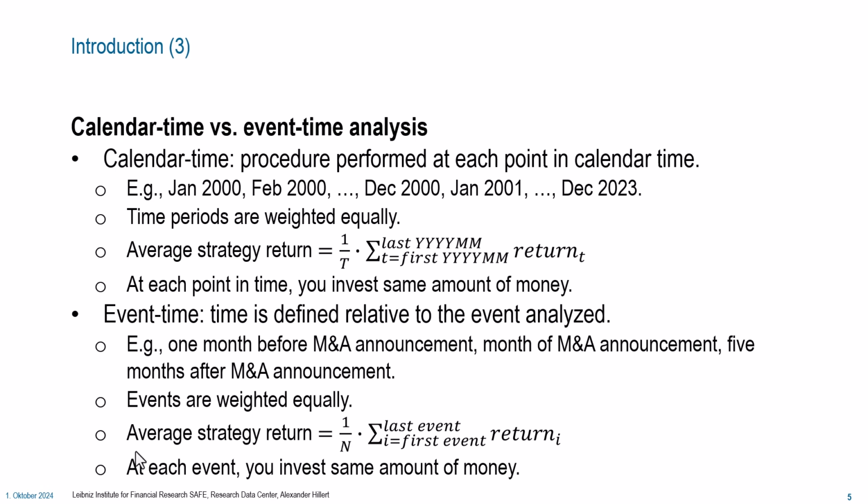That means if, for example, you have a calendar month in which there are like 100 M&A announcements, you invest 100 times more capital compared to a month where you just have a single M&A announcement. That means there will be some time periods in calendar time in which you put much more capital in your investment strategy, and there will be other periods where you only put little capital in your investment strategy. In contrast, this calendar time portfolio approach assumes that at each point in time you invest the same amount of capital.